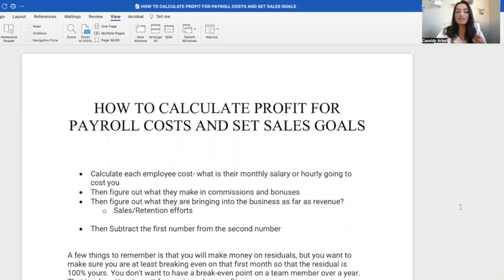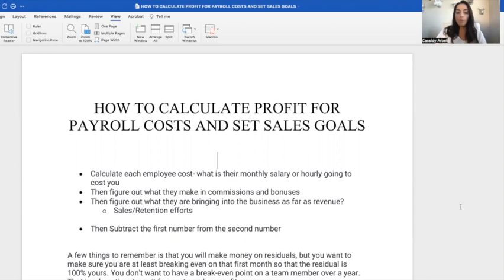First, you need to calculate each employee's cost. What is their monthly salary or hourly going to cost you? So if you know somebody's getting a certain amount of dollars per hour, you will multiply that by 2,080 if they are a full-time 40-hour work week employee. And then you'll figure out what their salary is for the year based on the hourly rate. And then you can divide it by 12, and you'll know what their monthly pay is. Or if it's a salary, you can divide it by 12. That'll give you their monthly base pay figure.